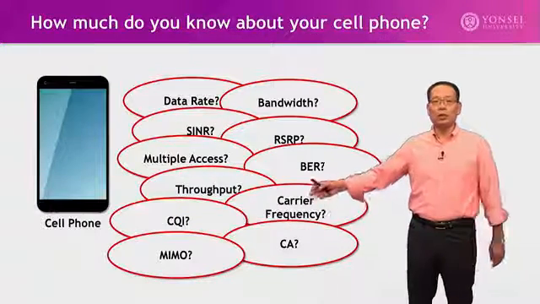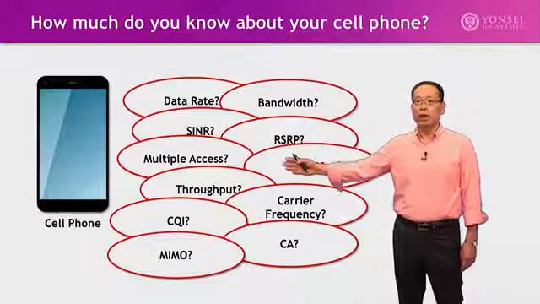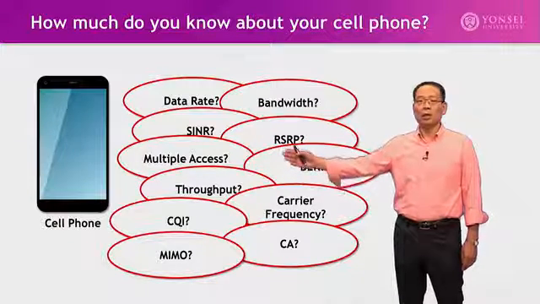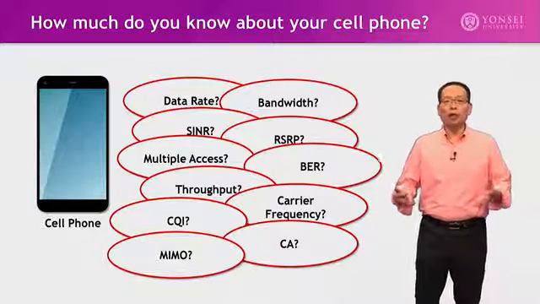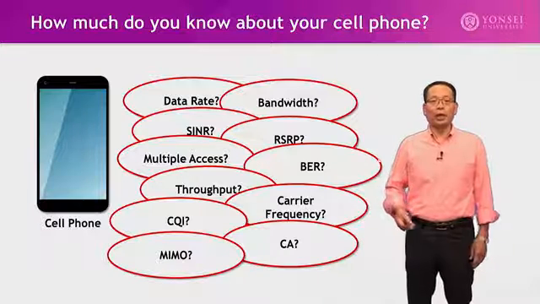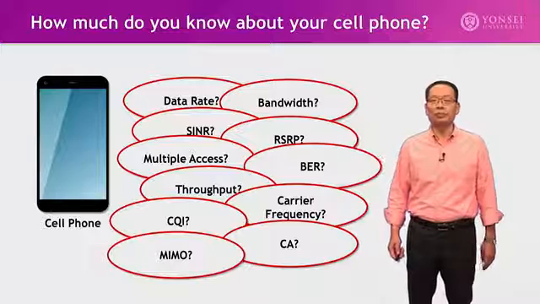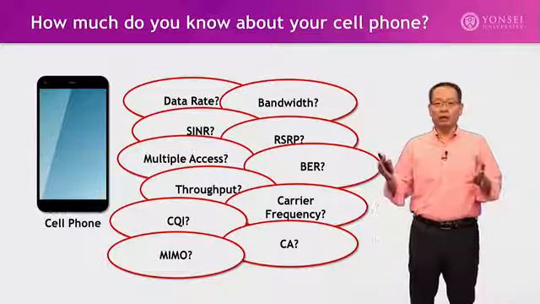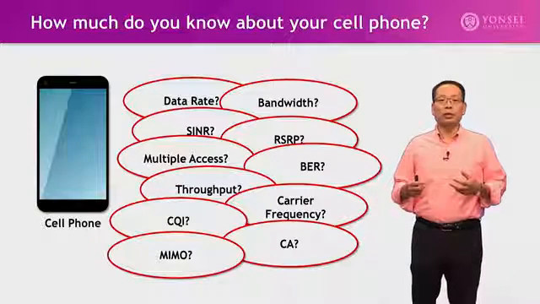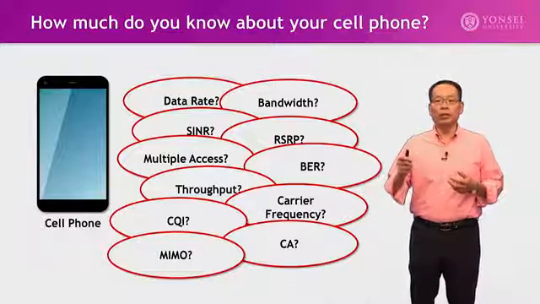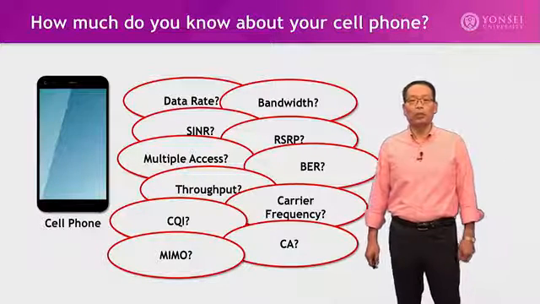Are you familiar with these words? Data rate, bandwidth, BR, RSRP, SINR? If you know more than half of these, I could say you are a specialist in the area of mobile communication system. None of this? Don't worry about that. If you take our course series, then you will become familiar with this. These words are basic parameters in mobile communication systems.